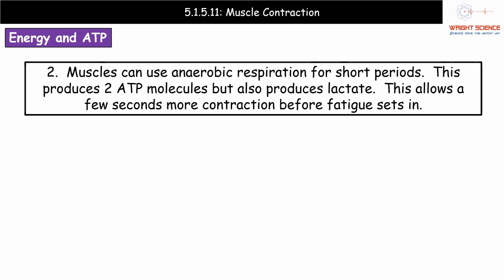Second way that we can deal with this is using anaerobic respiration for a short period. Anaerobic respiration, remember, is only utilizing the glycolysis part of respiration, and therefore we only have a net gain of 2 ATP molecules. The downside, we're also producing lactate, and that's the problem, because the lactate, when it accumulates, causes fatigue, and therefore we're not going to be able to sustain this anaerobic pathway for long. It's merely a few seconds.